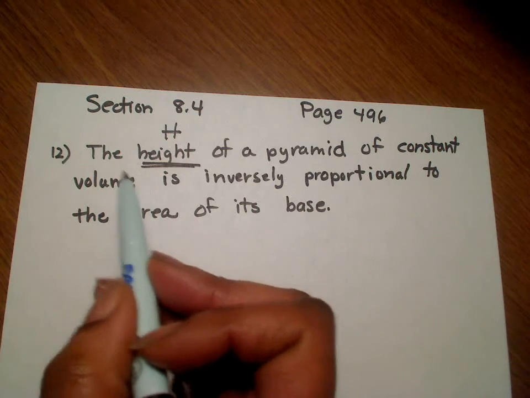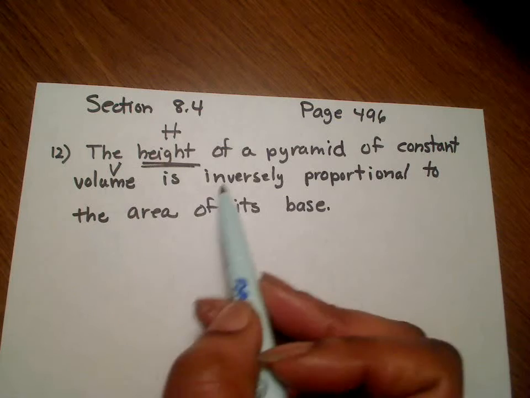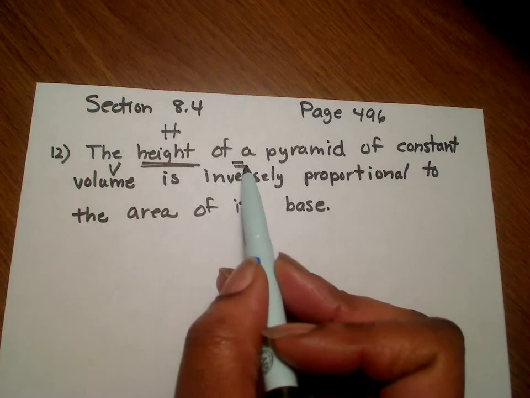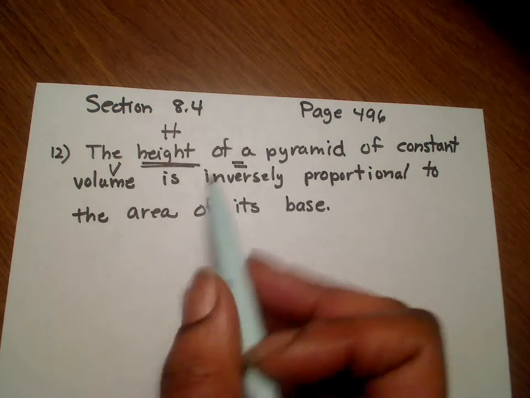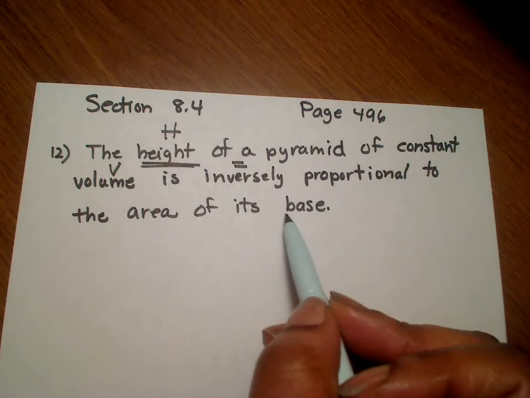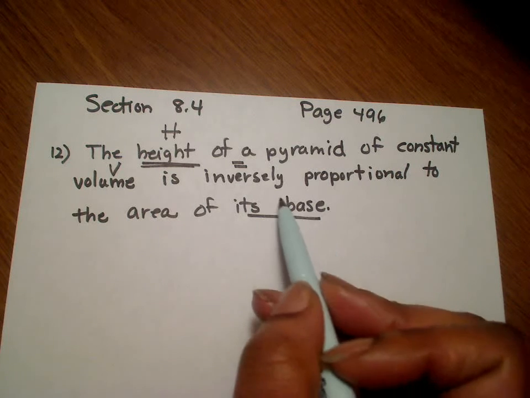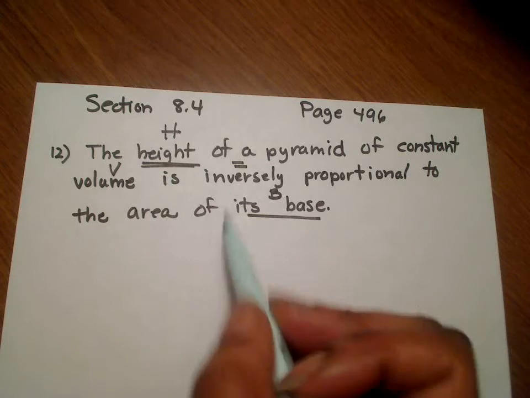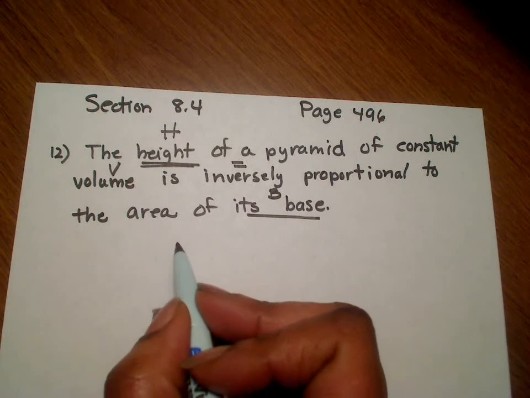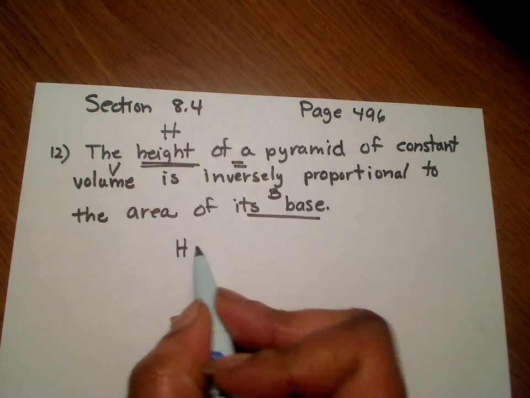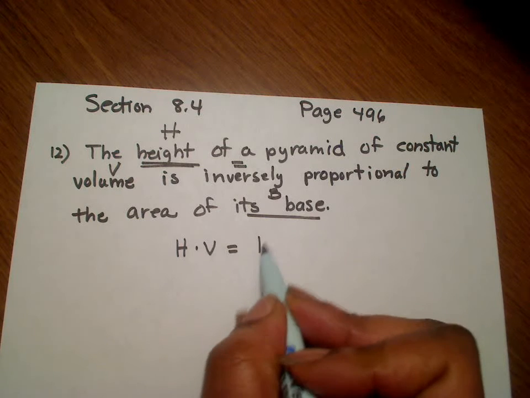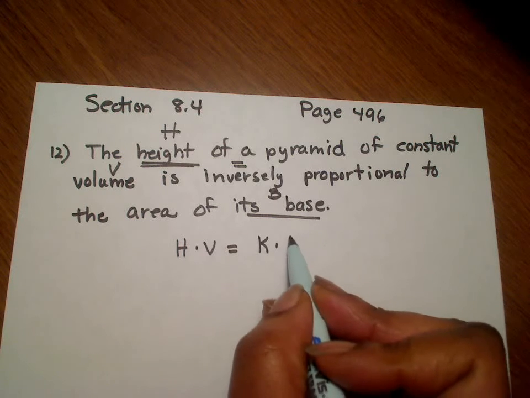We also have the volume, which is here. Here's inversely where we'll put the equal, and then it says proportional to the area of its base. So therefore we have the base, which is here. So our formula is a little different than it was before. What we're going to have is h times v, which is equal to our constant k times b, which is the base.